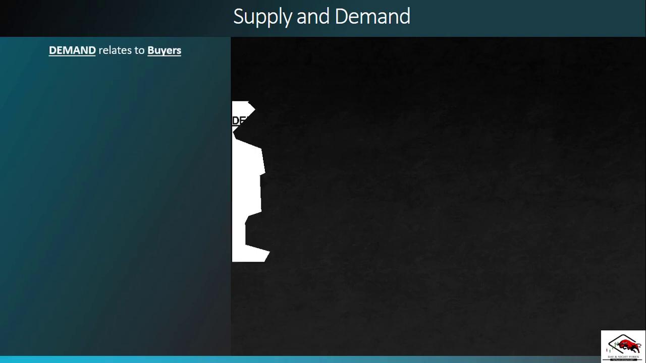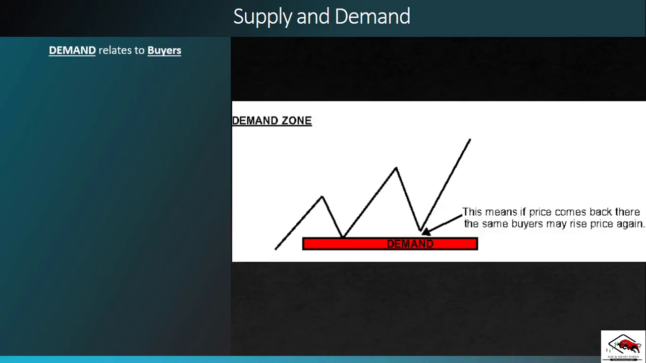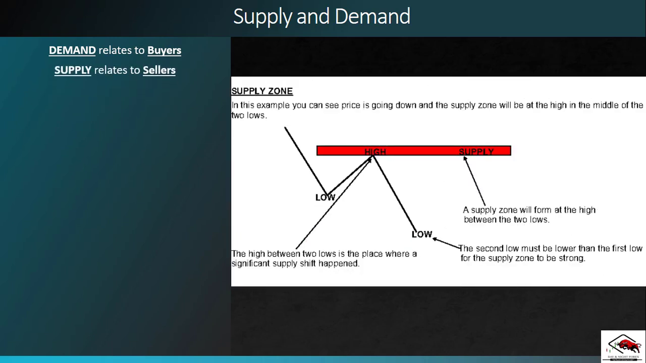So right off the bat, I think by now you should understand that demand relates to buyers, meaning that when we are at a demand zone, we are anticipating some buying pressure and the market to go up or start an uptrend. And then on the opposing side, we have the supply zones. In these supply zones, we're expecting sellers to take over.